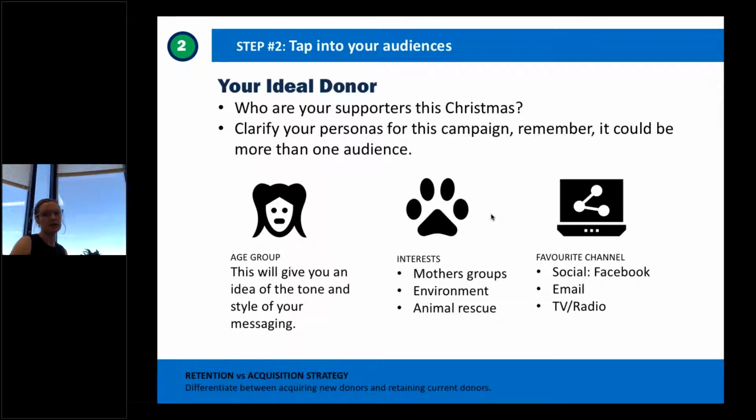And the third element of mapping out who your ideal donors are is to find out which channels they're really active on. Often, establishing charities will have audiences on social. Over time, you will absolutely build up a much more robust list of donors. You'll begin to develop an email list, and you'll have a robust website, and you can start collecting mobile numbers so that you can send to their mobiles.